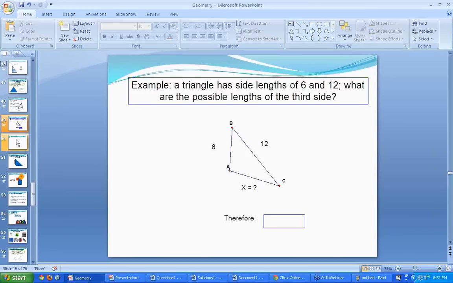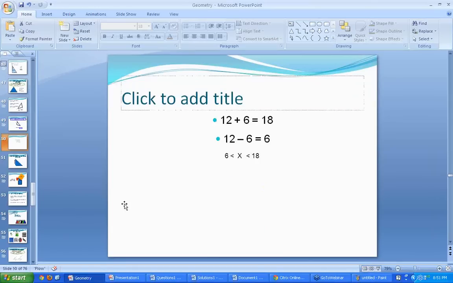The answer would be that x lies between the upper limit, which would be 18, which is never achievable, and the lower limit, which would be 6. This is the range. Okay, so good.